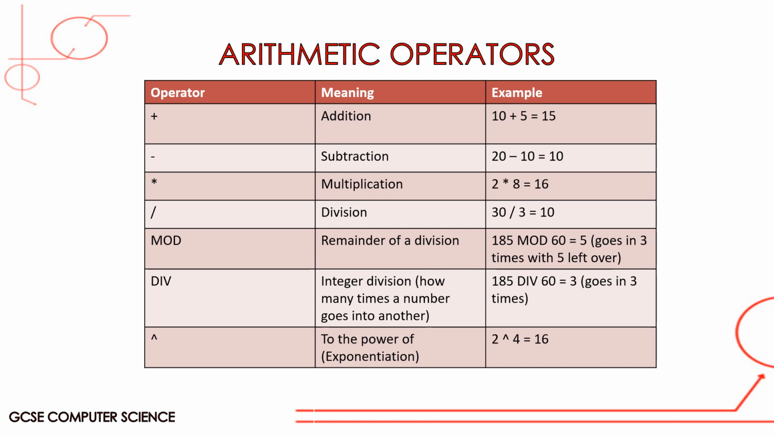Lastly, we've got exponentiation. It's when you do to the power of. 2 to the power of 4 is 16 as an example. So whenever you see this symbol between two numbers, it means to the power of.